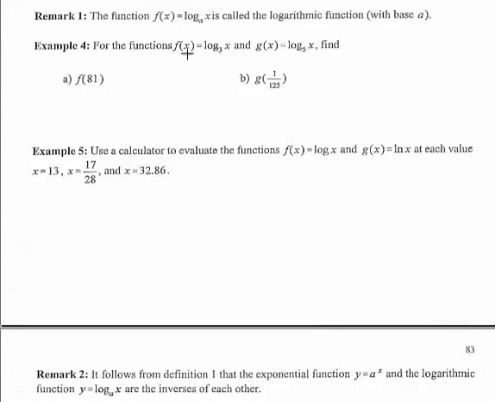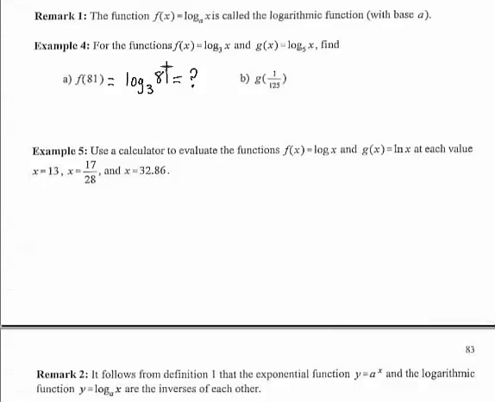Example 4, we're given f of x, log base 3 of x, and then g of x is log base 5 of x. And so we want to calculate f of 81, which could be written as log with a base 3, and then 81 is the argument. So what do we raise 3 to get 81? Okay, we want to know what this equals.